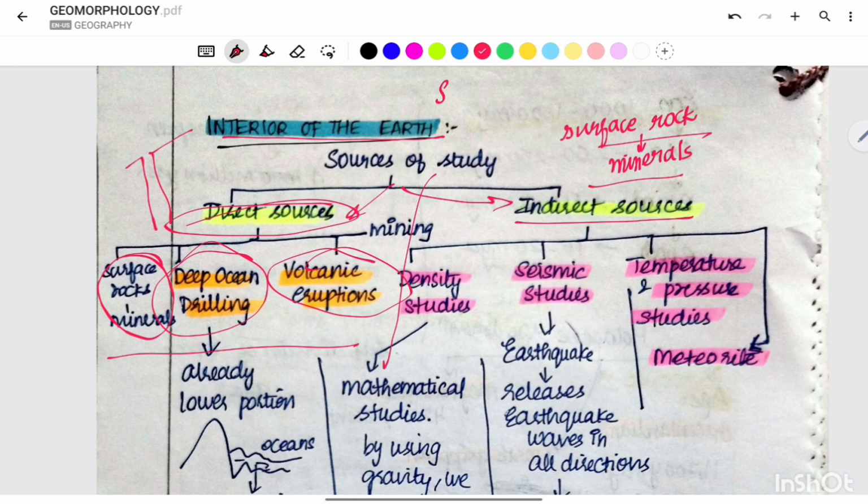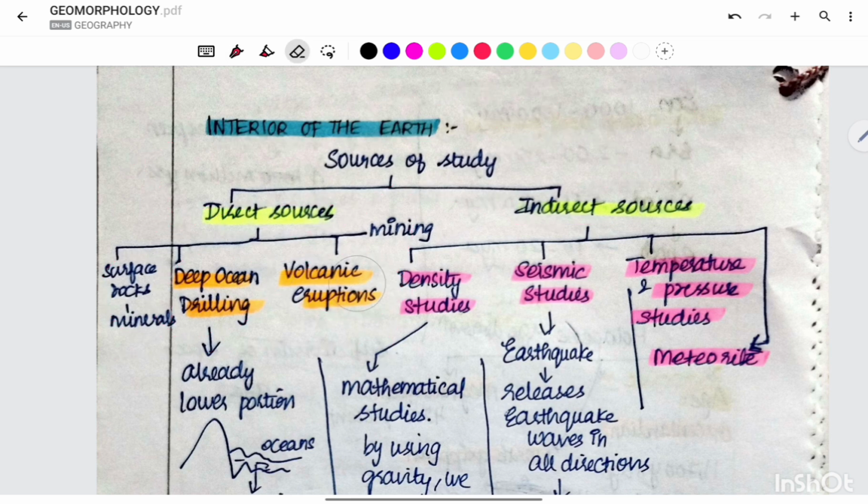So the direct sources include the rocks which are present at the surface, and we are going to go for drilling. This is deep ocean drilling, and then we also have volcanic eruptions. Volcanic eruptions are direct sources. Then we have the indirect sources.